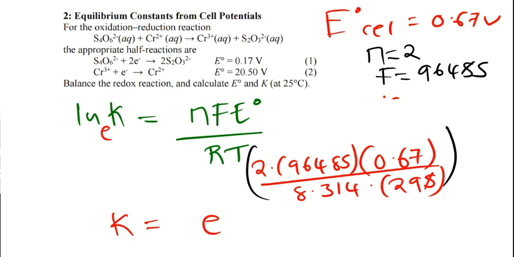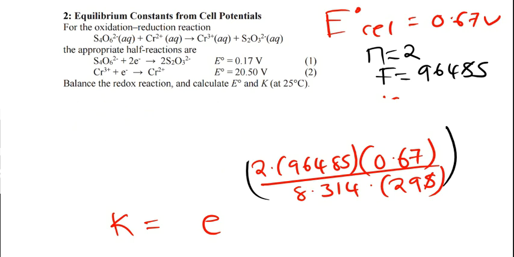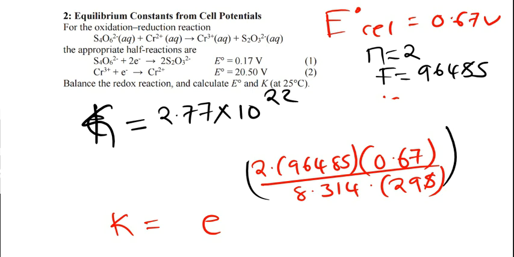So grab your calculator there, 2 multiplied by that, and divided by 8.314 multiplied by 298, then raise e to that power. So the answer I'm getting as the final value of K is 2.77 times 10 to the power 22. That's the value of the constant K.